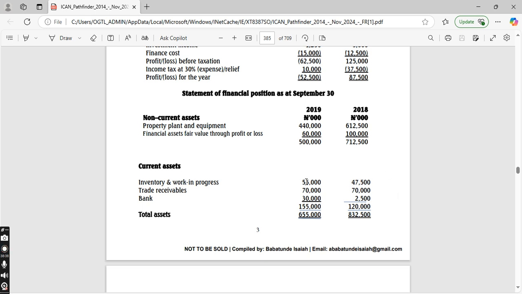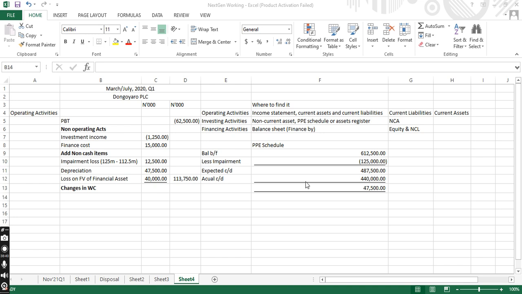So what's the decrease? We have 55,000 as the increase in inventory. Yes, that's 55 minus 47.5, right?